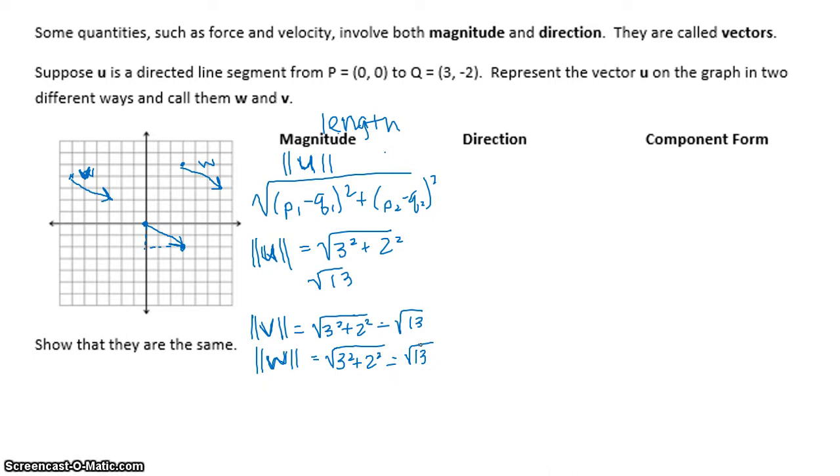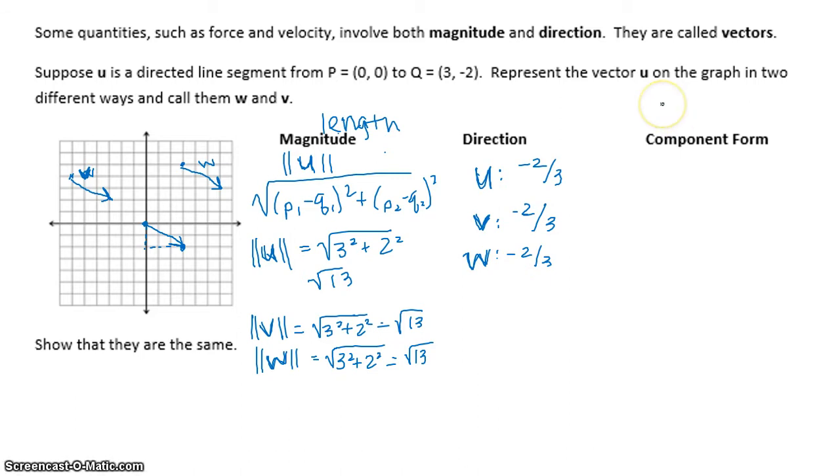That's the first thing we look at, how long it is. Then we look at direction. And for right now, we're just going to do it like we would slope. So for u, your direction is down to right 3. For v, we went down to right 3. And for w, we went down to right 3. So they all have the same magnitude and the same direction. We will get more into direction angles a little bit later, but for right now, it's just the slope when we're doing direction.